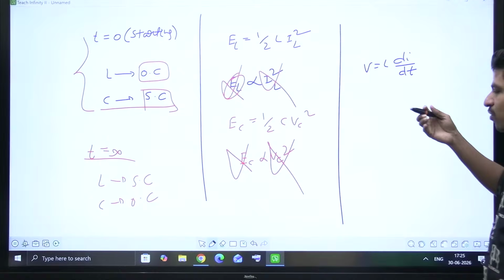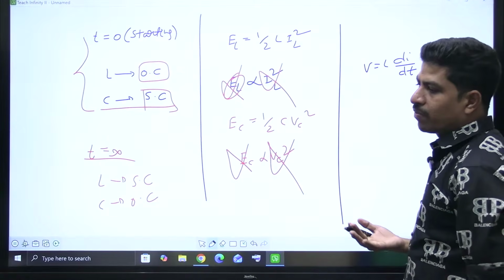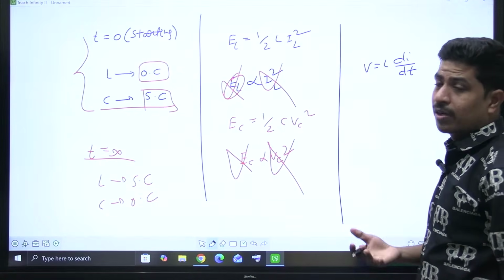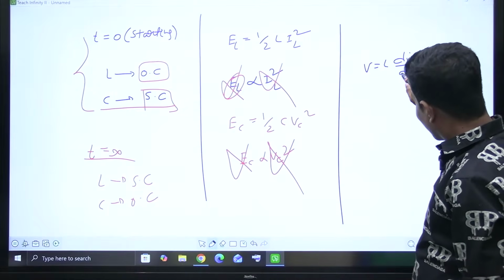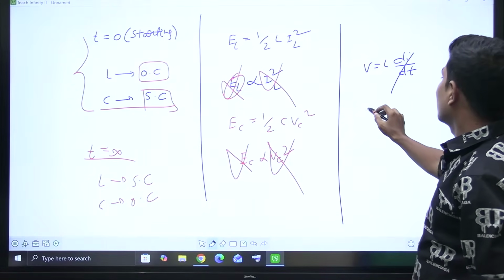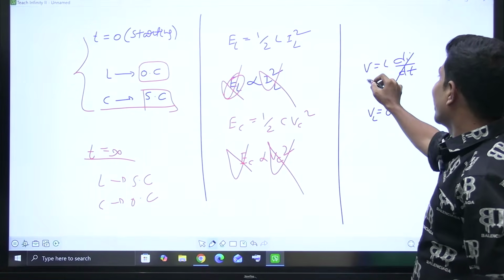Here also, the inductor is fully stored. An inductor stores energy in the form of a magnetic field, and a capacitor stores energy in the form of an electric field. So once it fully stores, there is no further change in current. Therefore, the voltage across the inductor is zero at steady state.